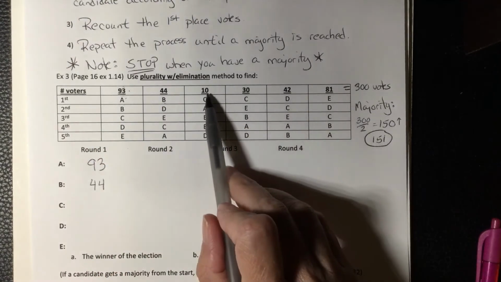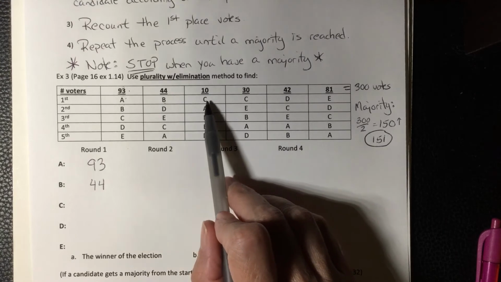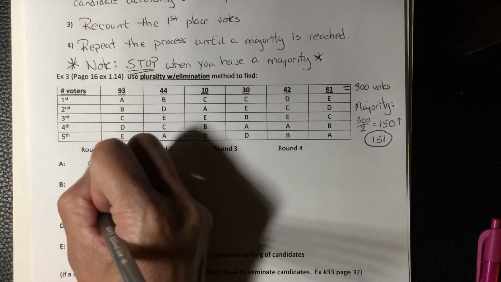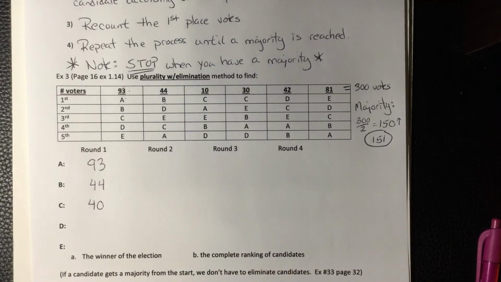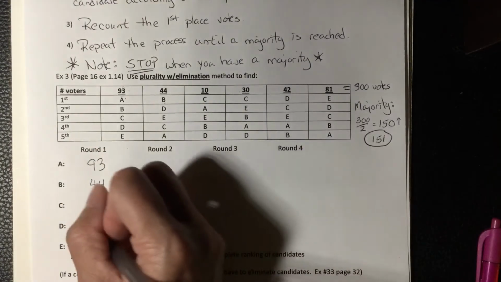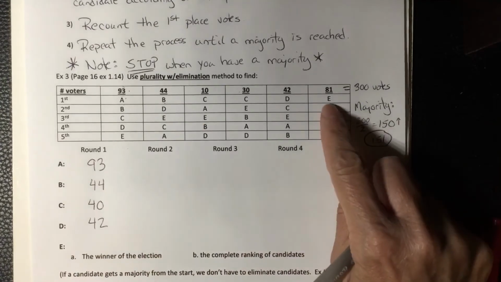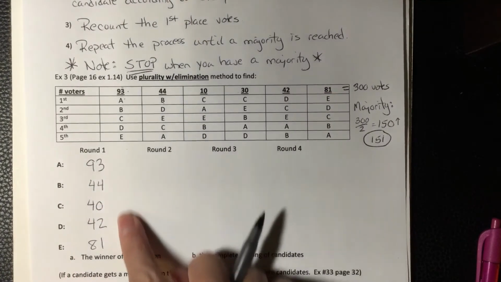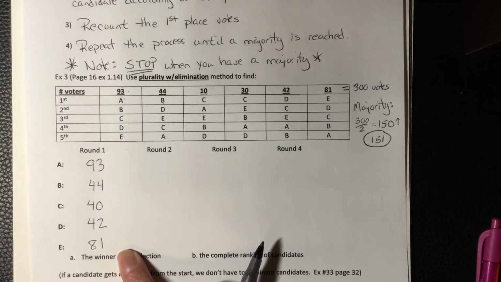C, we see in two different places. So we need to add together the 10 and the 30. So that's going to give us 40 votes. D got 42 first place votes. And E got 81. All right, so we look at these numbers and notice they are all below 151. So now we're going to go to step 2.